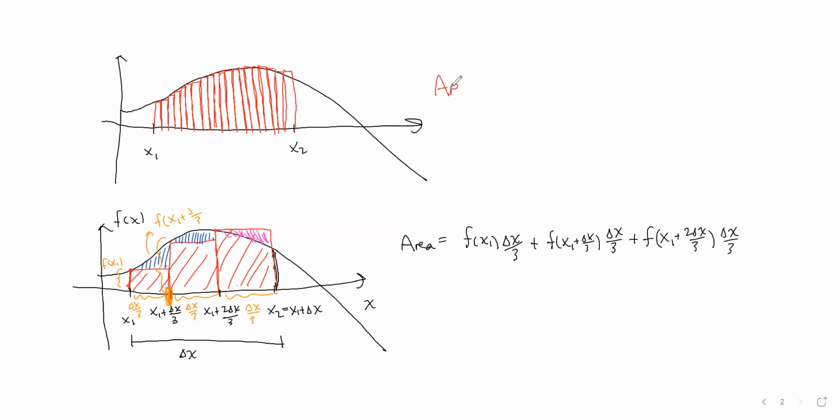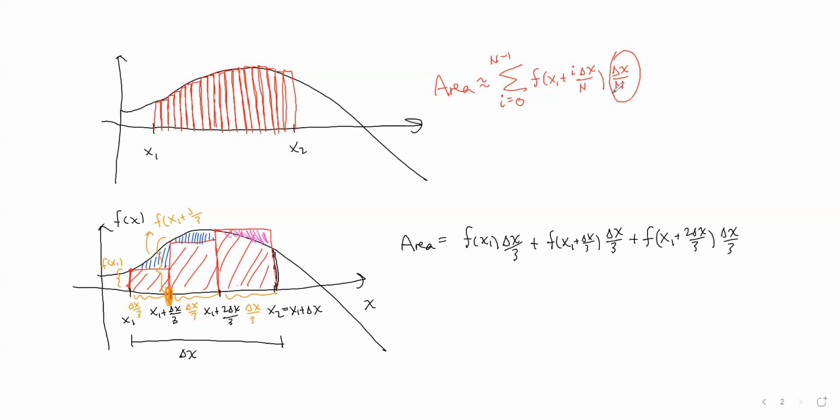The area under the curve is approximately equal to, well, I'm kind of summing something up. I'm summing up f of x1 plus i times delta x over n, I'll explain that in a moment, times delta x over n. And I'm doing this sum from i equals, well, 0 to n minus 1. I'll explain all of that.